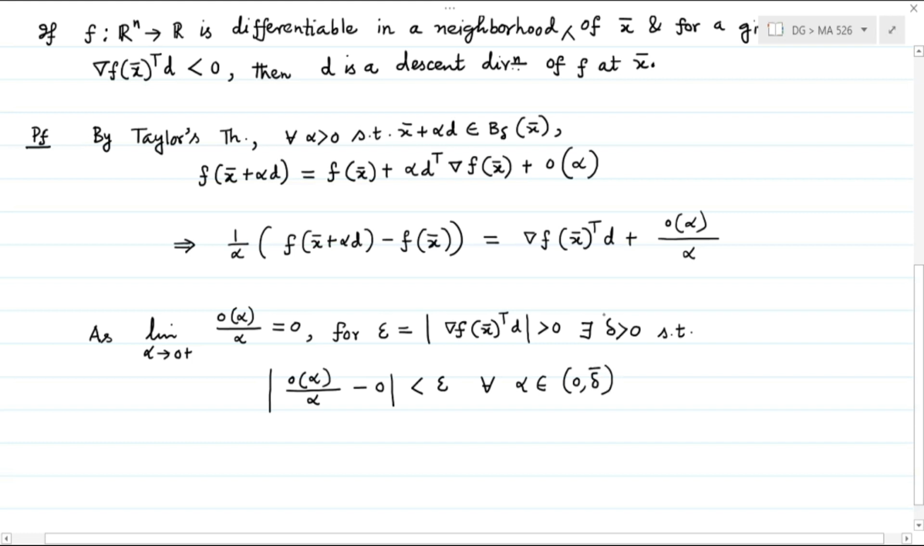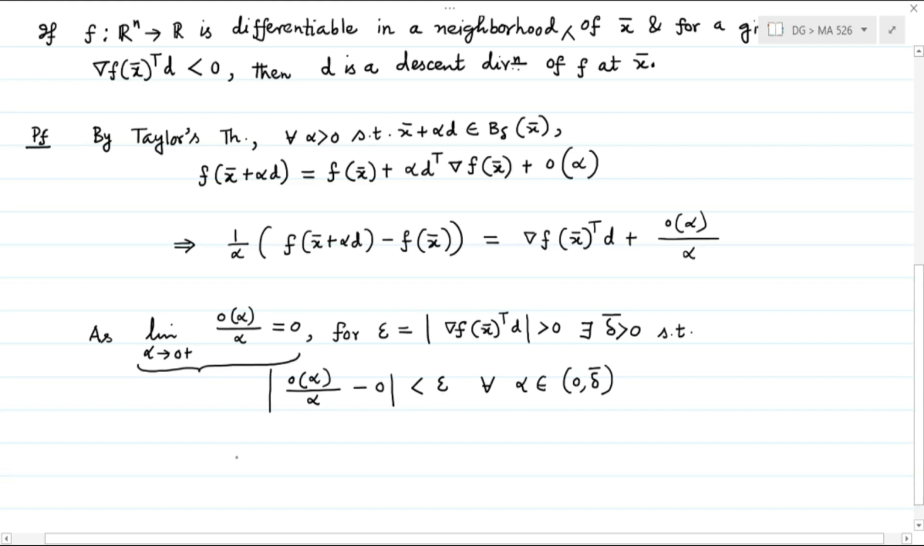otherwise this delta might be mixed up with the delta in the hypothesis. Anyway, so I am choosing delta bar then. This is your epsilon delta definition of limit. Due to this limit being equal to 0, we have this inequality being true.